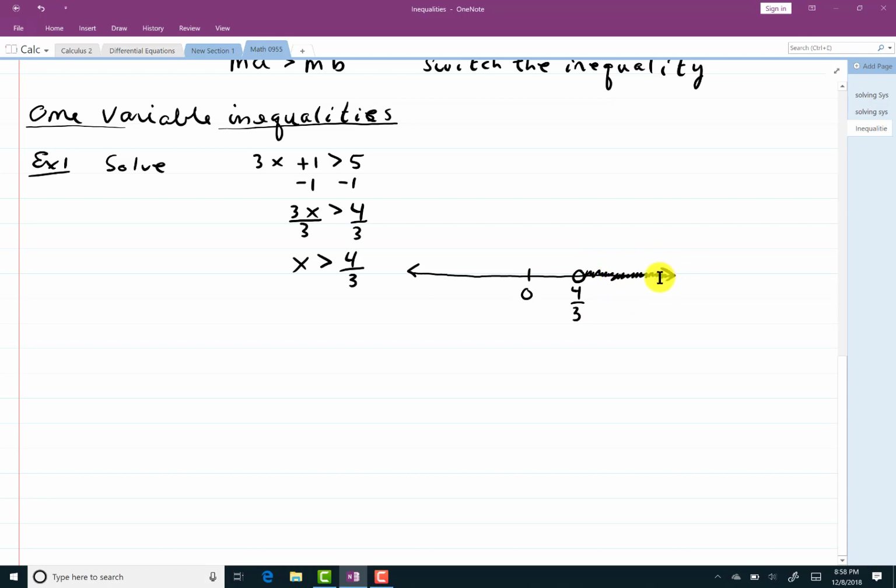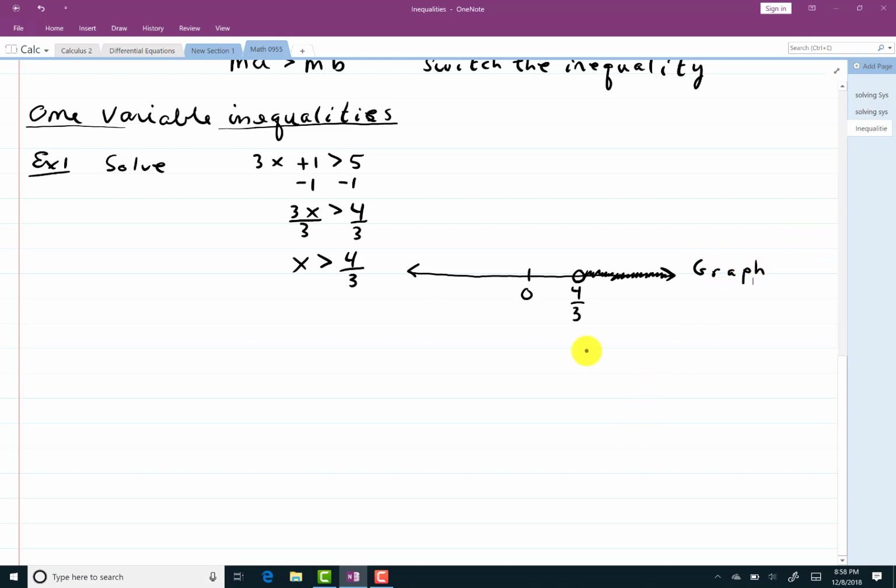It's over here somewhere. If I were to replace x with 5, I would get 3 times 5 would be 15, plus 1 would be 16, and 16 is greater than 5. Try it with any number out here and you'll see. But this is one way that we write it. This is the graph of the solution.